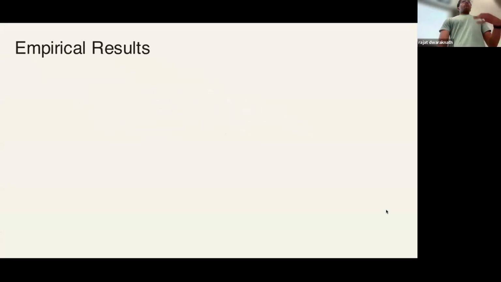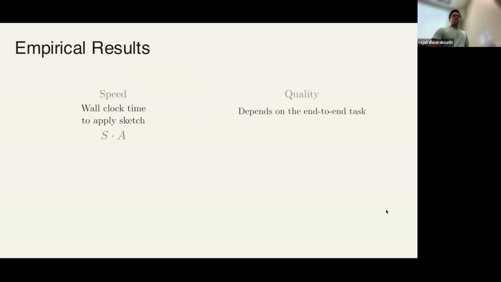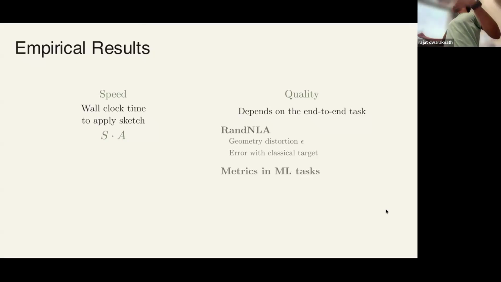Now, what do you care about when you're doing sketch? There's two things, right? One is the speed, how fast you apply the sketch. The next thing is how good the sketch is. Well, that depends on what you're actually going to do with the sketch. In RandNLA, the metrics are things like distortion, which is what we saw earlier, but it could also just be error with the eventual target from the classical method. Now, you could also use sketching in a lot of machine learning pipelines, and they have their own whole host of metrics, and I'll show one example at the end of the results section.